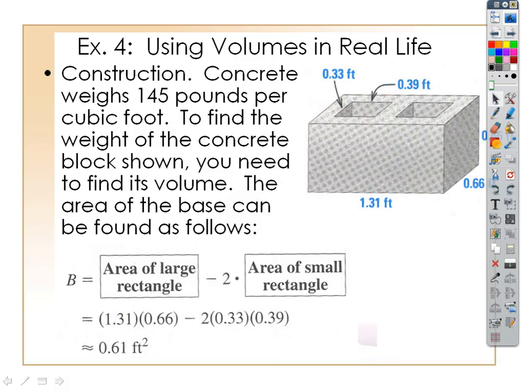So the cross-sectional area of the whole thing would just be the length, 1.31, times the width, 0.66. There's the whole cross-sectional area. To subtract away the holes, each hole has dimensions 0.33 times 0.39, and there are 2 of them. So there's the area of the whole cross-section, including the holes, minus 2 times the area of one of the holes.